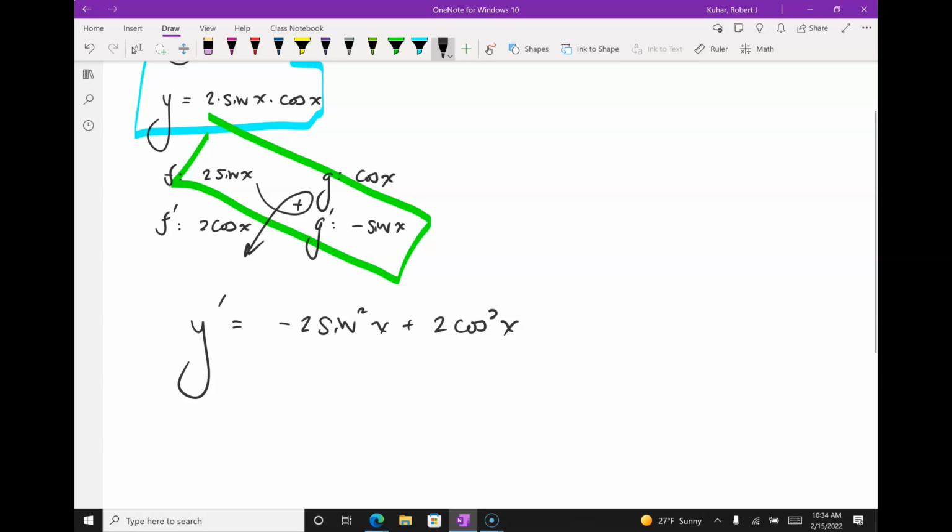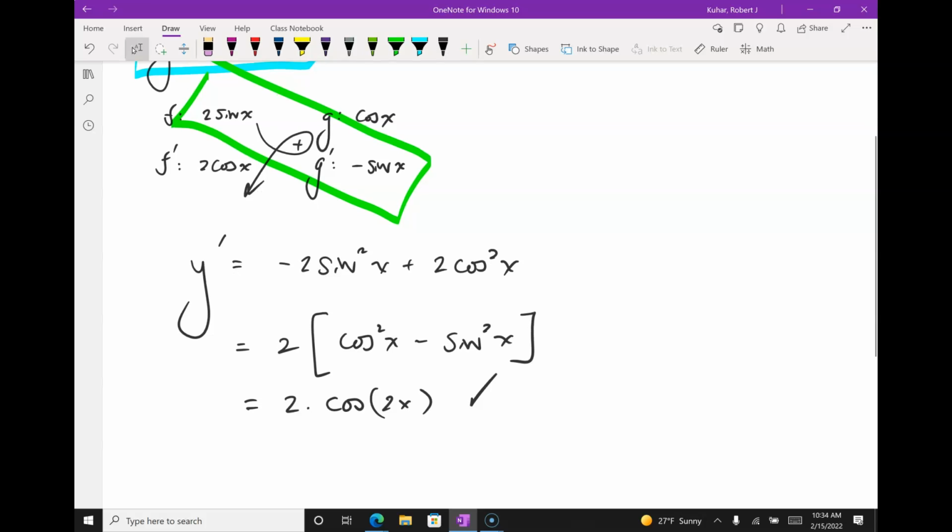I want to put these in a different order and then factor out the 2, right? So I'm going to factor out a 2, and I get cos squared x minus sine squared x. And my students from pre-cal from last semester should know this identity. Cos of 2x. So y prime is 2 times cos of 2x. And that's what we wanted. That was from my chain rule piece. Yeah, we okay?